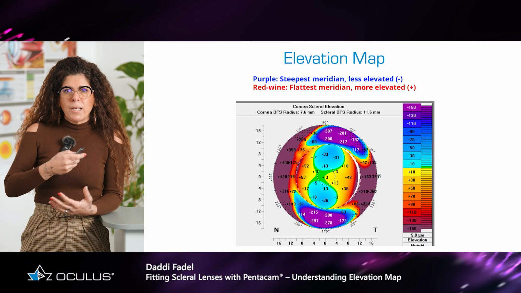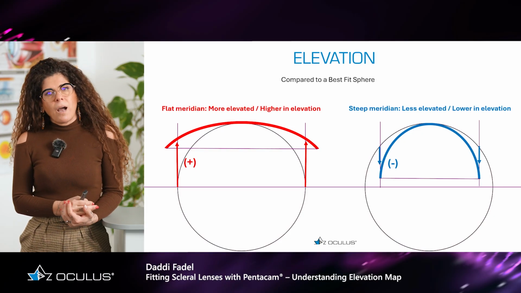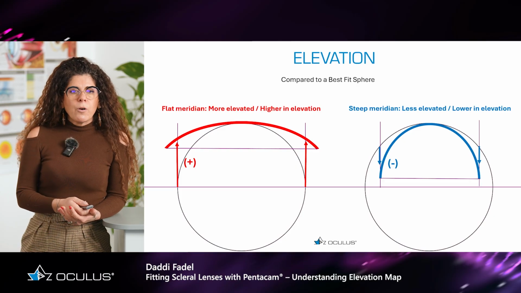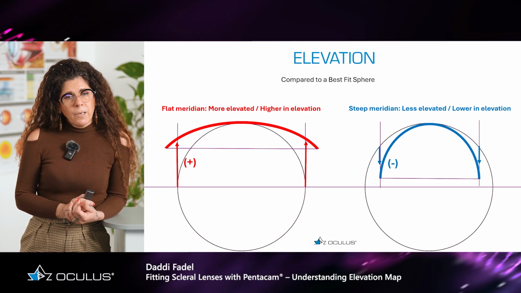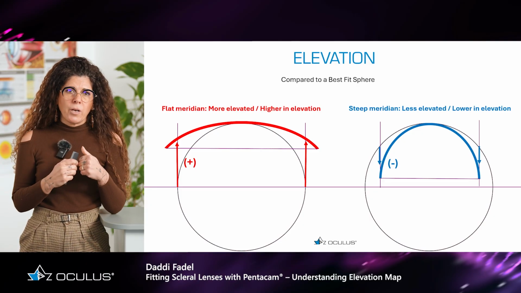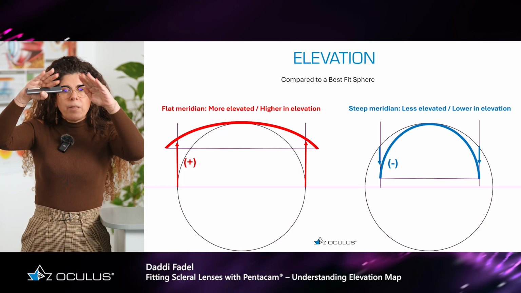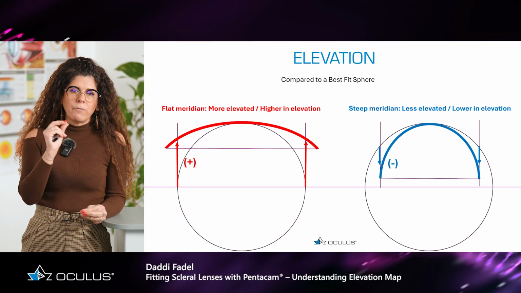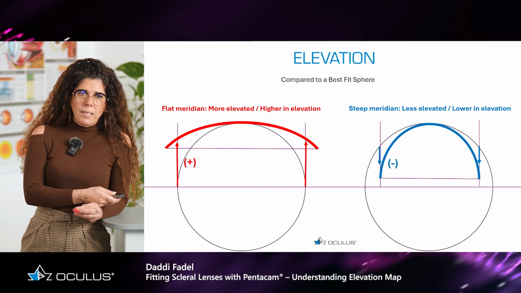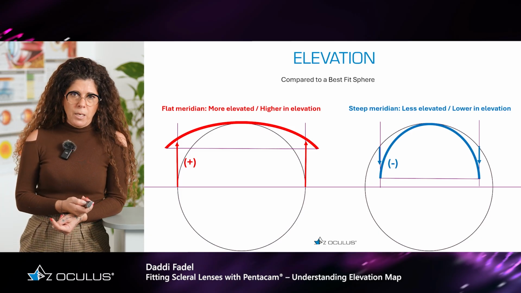So where these plus and minus are coming from, and why they are considered less elevated and higher in elevation? We compare them to a best fit sphere. So everything above this best fit sphere is higher in elevation. This is the meridian which is the more elevated. Everything lower than this best fit sphere is the less elevated. So the red one is the flat meridian, and the blue one is the steepest meridian.